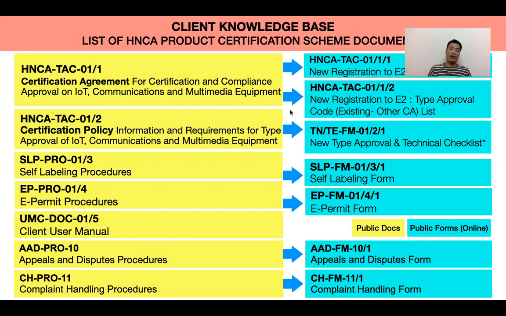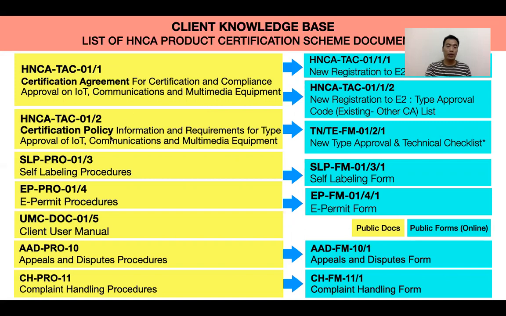As you have registered on HNCA.online, you can very quickly go to the knowledge base to look at the list of HNCA certification scheme documents. Here I give you a brief on what to look for. Firstly, you need a certification agreement with us. Look for this document. After you read it and understand, you need to print, sign, and initialize every page. Please follow the guidelines within.